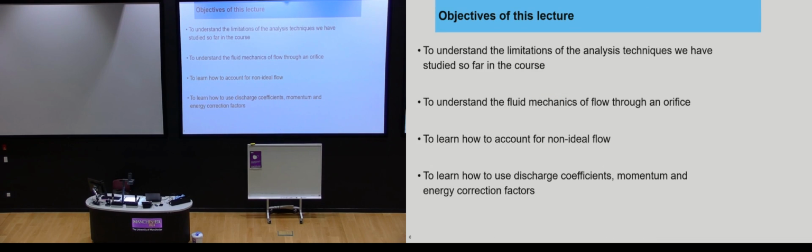So what are we going to cover today? That's really a good starting point for departures from ideal flow theory. We're going to understand the limitations of what we've done so far. When we were learning about Bernoulli, what are the limitations of Bernoulli? And we're going to understand specifically what happens when flow goes through a hole, which we call an orifice, and we work out how to account for that non-ideal flow. And right at the very end, I'm just going to mention momentum and energy correction factors, because you see that in the textbook White, and I want you to understand where they come from.